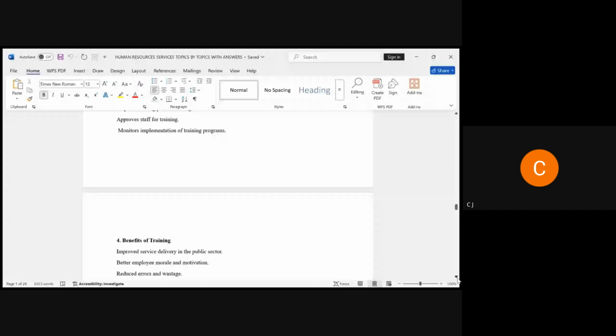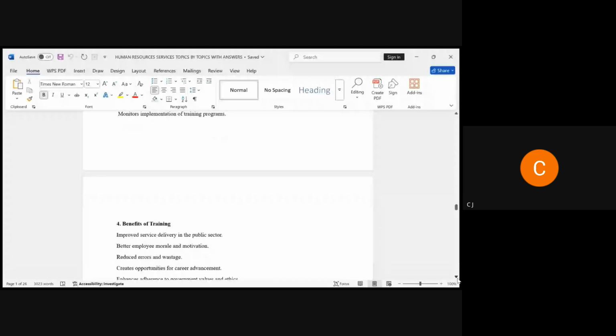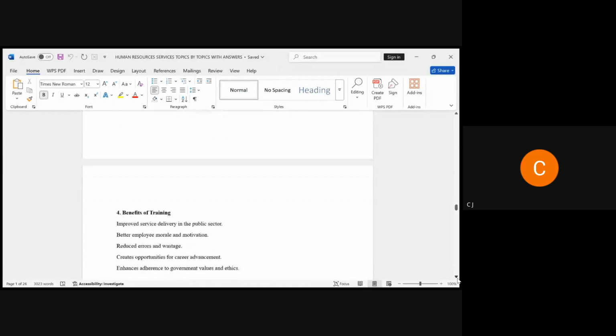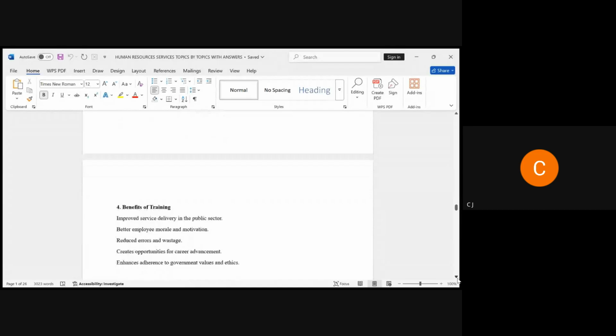Benefits of training: improved service delivery in the public sector, better employee morale and motivation, reduce errors and wastage, create opportunities for career advancement, enhance adherence to government values and ethics. Yeah, reduce errors and wastage.